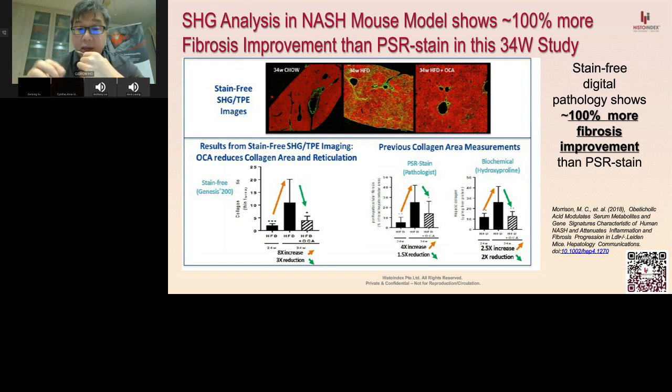And you're looking at it visually. If you look below, you can see quantitatively in the graphs that the increase and the reduction in the SSG numbers signify fibrosis worsening and improvement, and they are about 100% more than the numbers you can see from the PSR stain. If you look at the graph in the middle, that's the PSR stain, while the one on the left is the stain-free using SSG. So basically, in this 34-week study, it was shown that SSG has twice the sensitivity as compared to stains. All right.